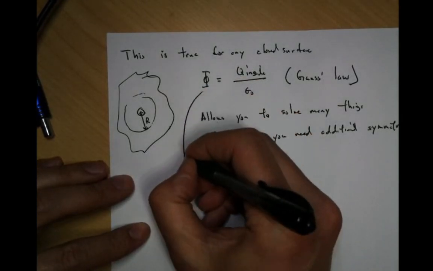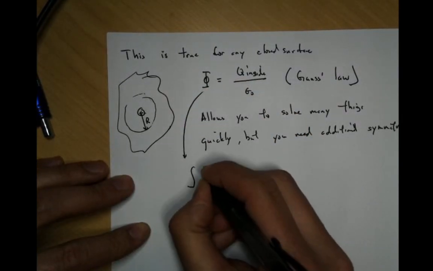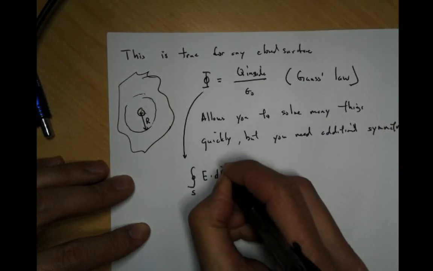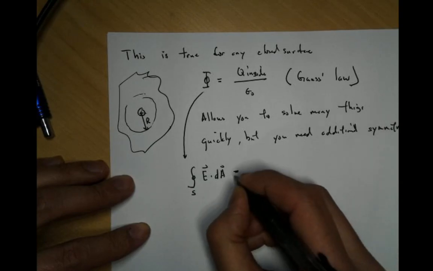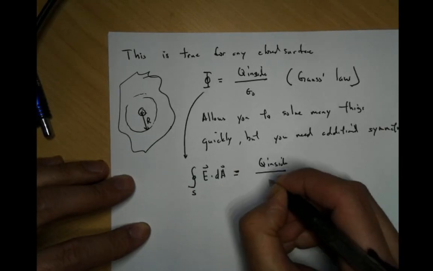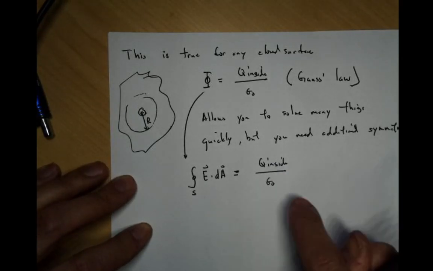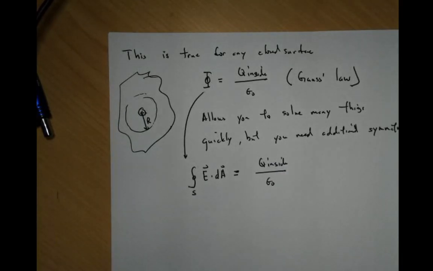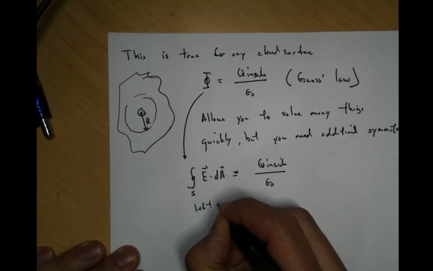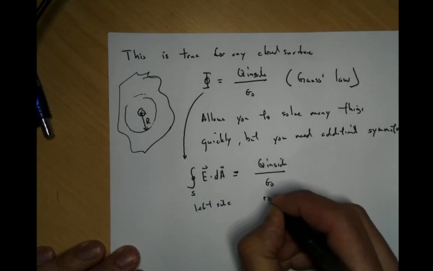Let me write this down in a clearer way. Let's recall what phi is. This is the integral of E over some surface dot dA, and that's equal to Q inside over epsilon naught. This is the way almost everyone thinks about Gauss's law. You will notice that this is an equation that has a left side and a right side.